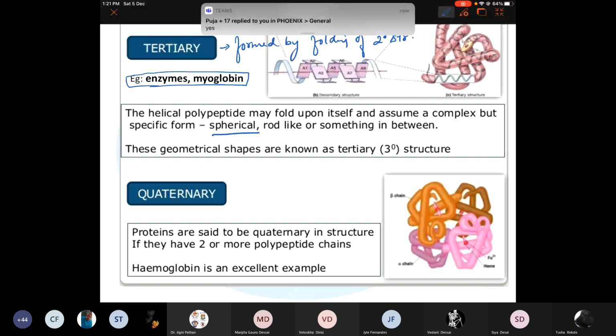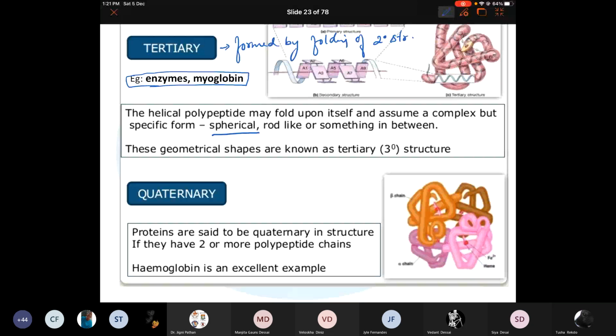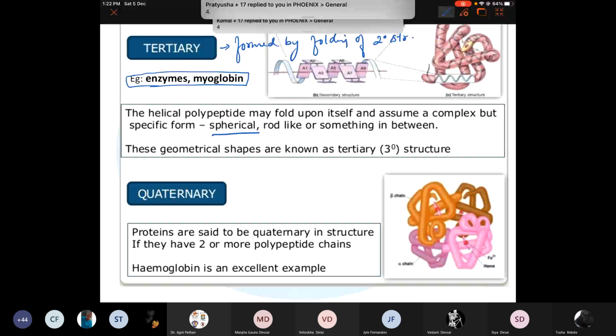Tell me the quaternary structure having how many... As I said, a protein is said to be quaternary if it has two or more polypeptide chains. The excellent example is hemoglobin. So tell me how many polypeptides are present in hemoglobin? Four. Very nice. So four polypeptides are present in hemoglobin.